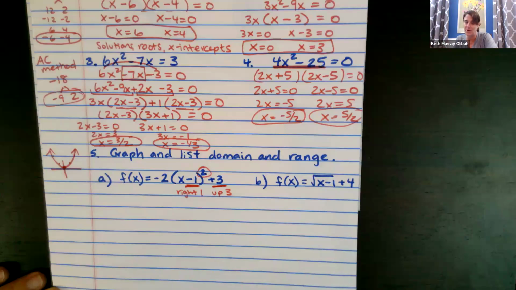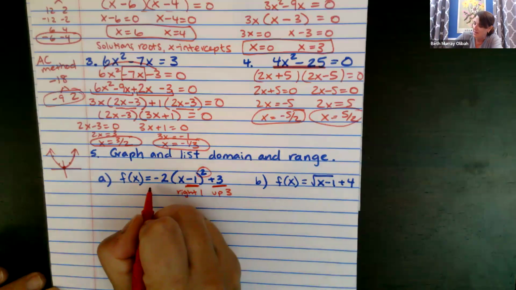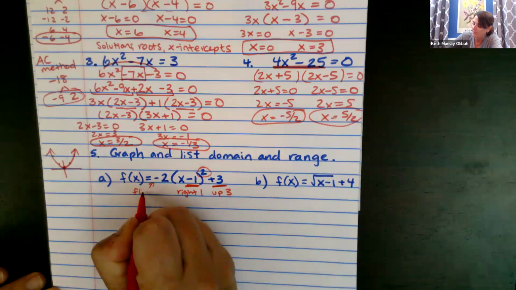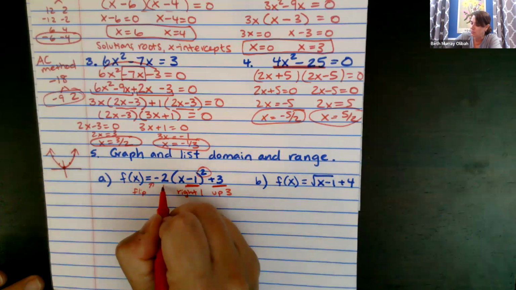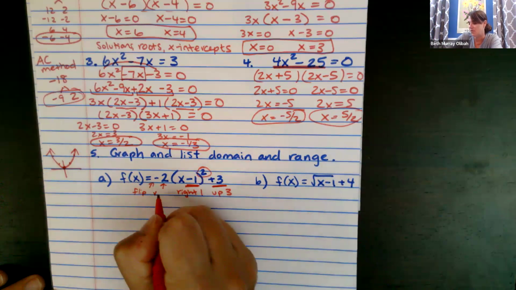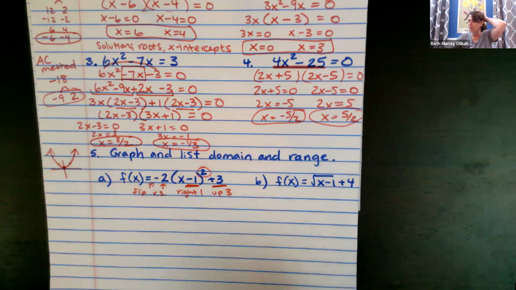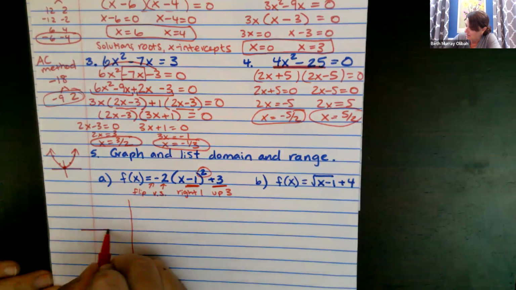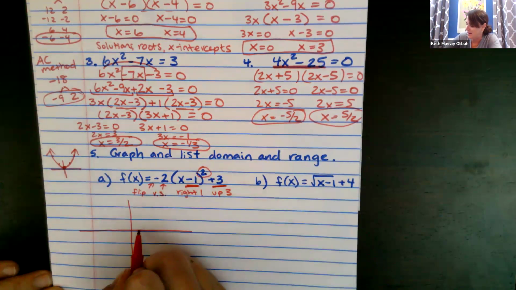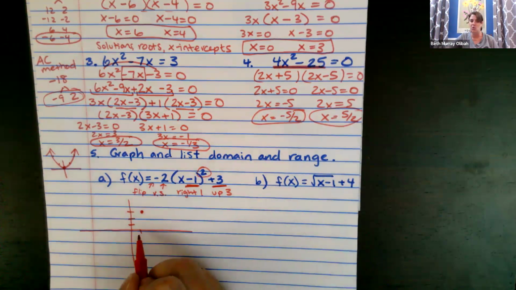Again, I have a whole video about graphing quadratics. This negative is going to flip it, so it's going to go down instead of up. And the 2 is going to be a vertical stretch, which basically is going to make it skinnier. So let's graph. So the vertex of my new parabola is at 1, 3, because of going right 1 and up 3.